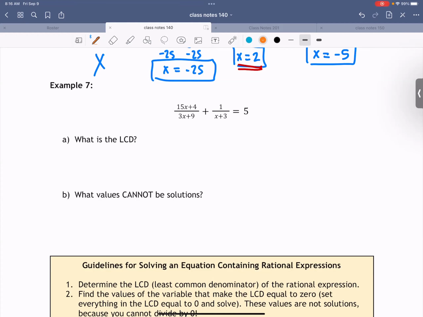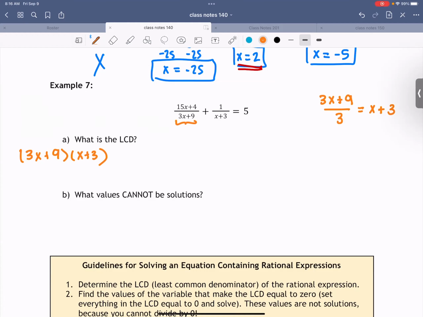Let's see. If it were me saying this based on the previous information, and this is wrong, so don't write this down, I would say, okay, the LCD is easy. Just 3x plus 9, and x plus 3 is not repeated, so I'm just going to write that down. What made you think that it was 3 times x plus 3? Because if you divide 3x plus 9 by 3, you get x plus 3, so they're somewhat equivalent. Yeah, so if I take 3x plus 9 and divide off by 3, I'm left with x plus 3, right?